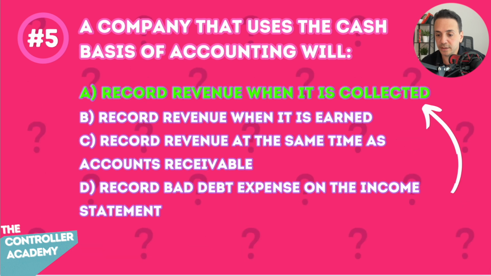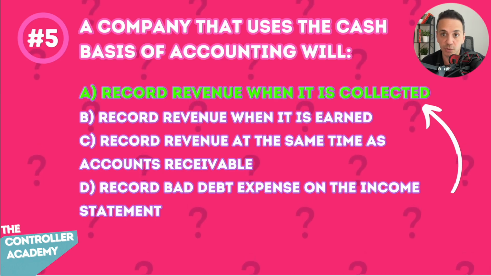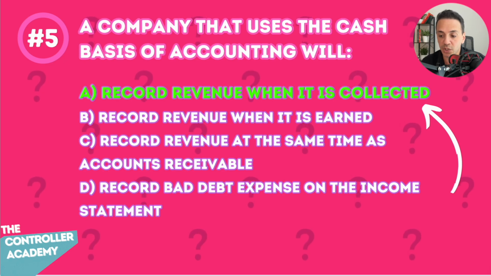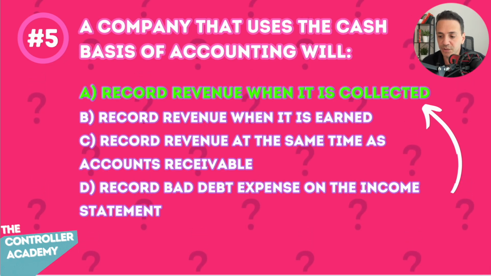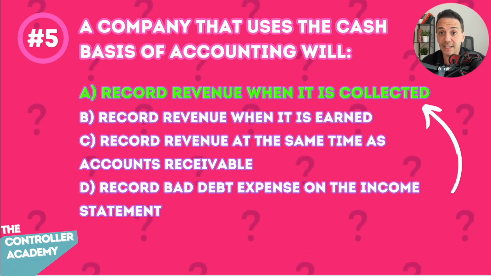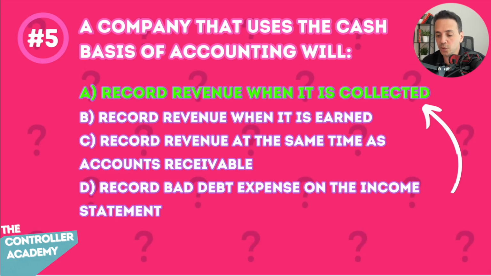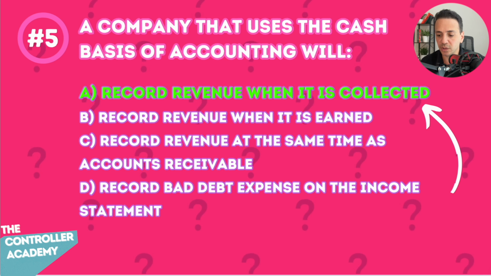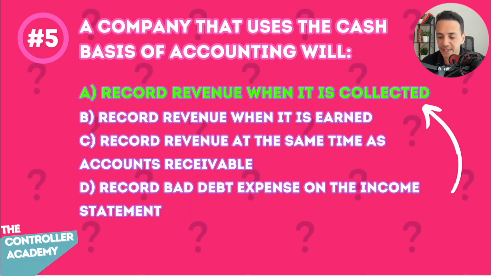Here we go. All right, and of course the correct answer is A, record revenue when it's collected. That is the cash basis of accounting that is used by small companies, right? Of course, B is wrong because you record revenue when it's earned under the accrual method. That's not the cash method here. C, record revenue at the same time as accounts receivable. That is again an accrual principle. That's not a cash principle. D, record bad debt expense on the income statement. Again, that's an accrual principle as well. The correct answer is A, record revenue when it is collected.